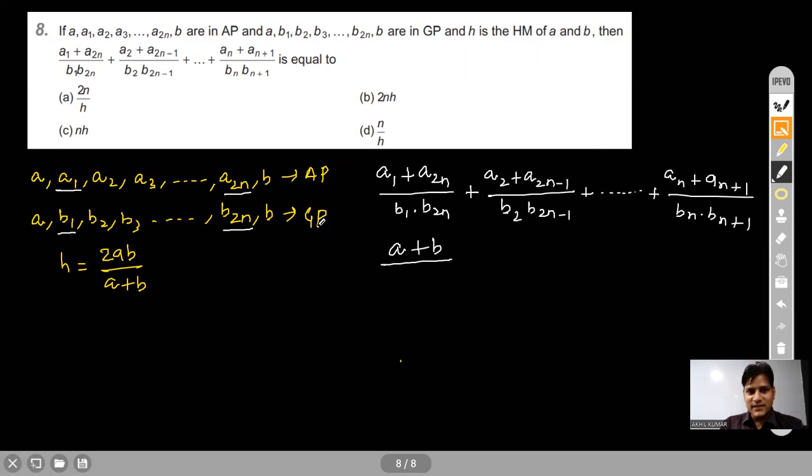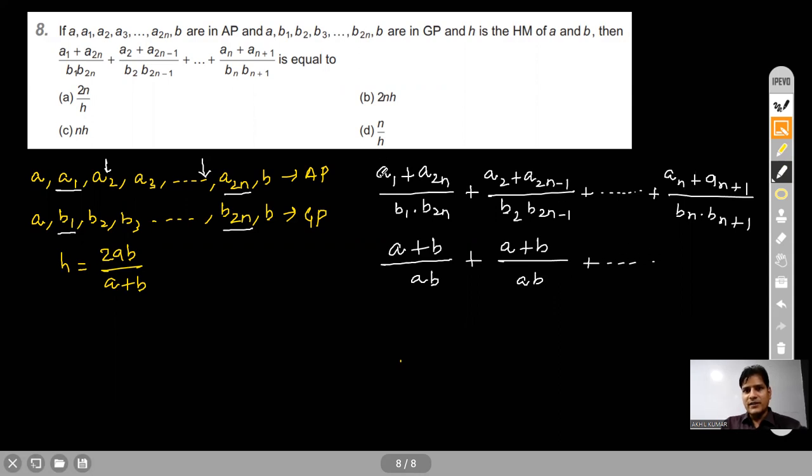So the question is asking for this product, this B1 into B2N. And this sequence is in GP. So here also we know that the product of terms equidistant from starting and from end, the product of these two numbers is equal to AB, the product of first and last number. So it will be AB. And same thing, this A2 and A2N minus 1. This A2 is the third term from starting. And where will this A2N minus 1 lie? It will be the third term from end. So it will also be equal to A plus B. And similarly, this B2 into B2N minus 1 will be equal to AB.